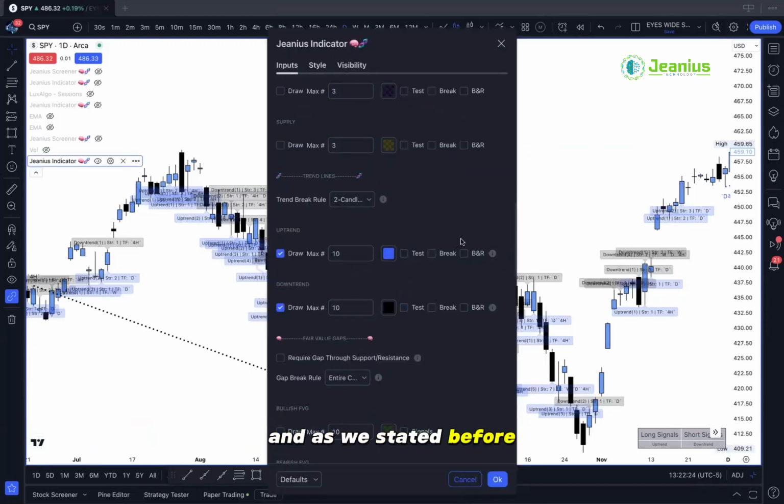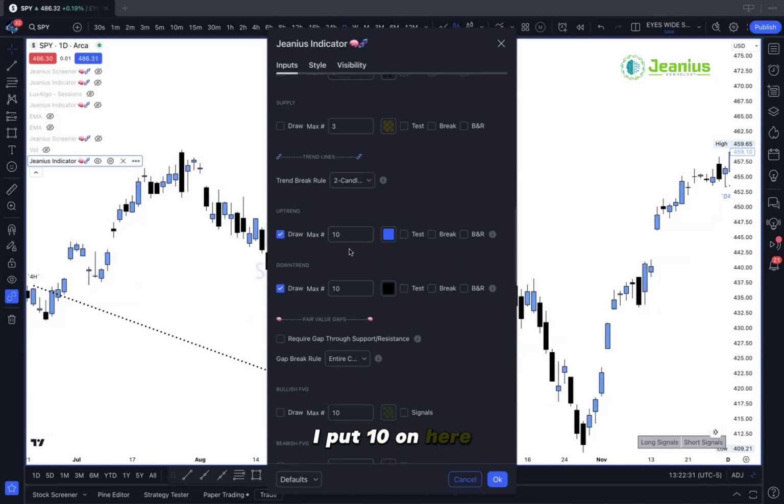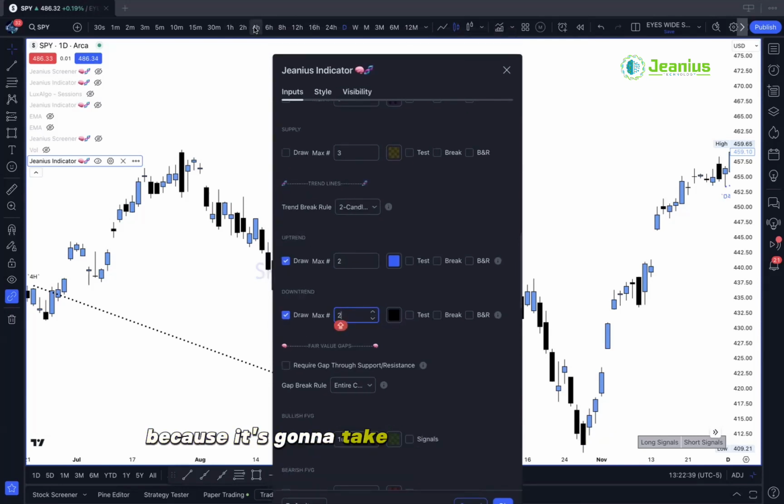And as we stated before, I won't really go through these, but you have your uptrend and your downtrend lines. I put 10 on here. I would never put that many at all. But if I went to a smaller time frame, I won't, because it's going to take forever for it to load up. If I went to a smaller time frame, I think that even though it would take a lot longer, you could get some cool trades located when the trend lines, especially those daily and 4-hour trend lines, are located on like a 30-minute chart.